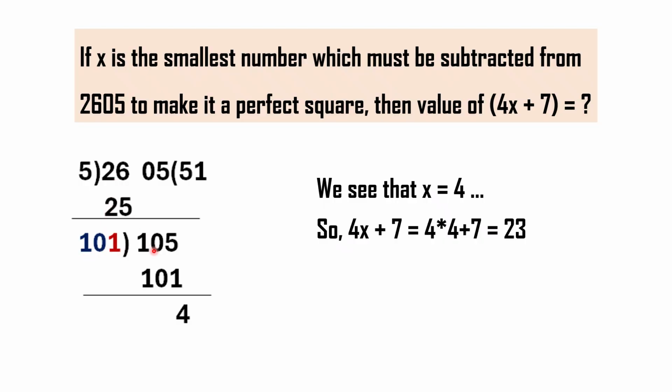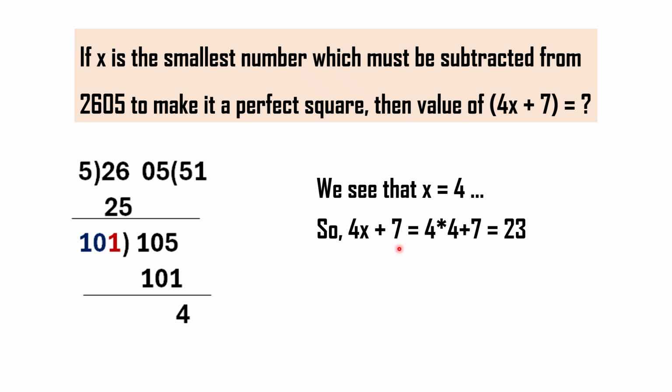After subtracting you got 105. Now you double this 5, 10, so only you can put 1. If you put 2, 102 into 2 will be 204, so you can put only 1. So here also you put 1, 1 into 101 is 101, remainder 4. So 4 হচ্ছে the smallest number to be subtracted. সবথেকে ছোট সংখ্যা যদি মাইনাস করতে হয় তাহলে 4, তার মানে x equal to 4. The value of x is 4.